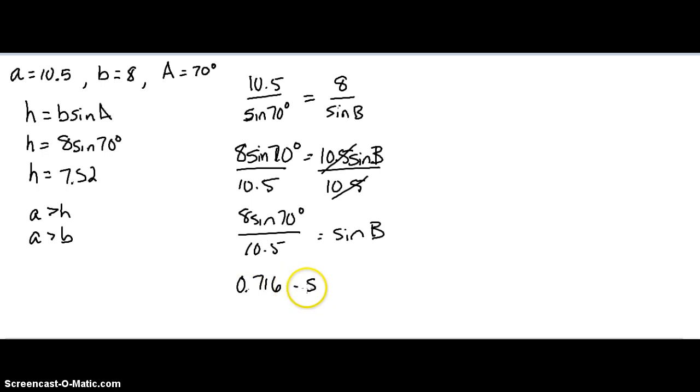Now we want to get B by itself, because I want to know the measure of the angle, not the sine of the angle. To finish this off, I need to take the arc sine of both sides. If I take the arc sine of 0.716, I end up with 45.72 degrees is equal to angle B.